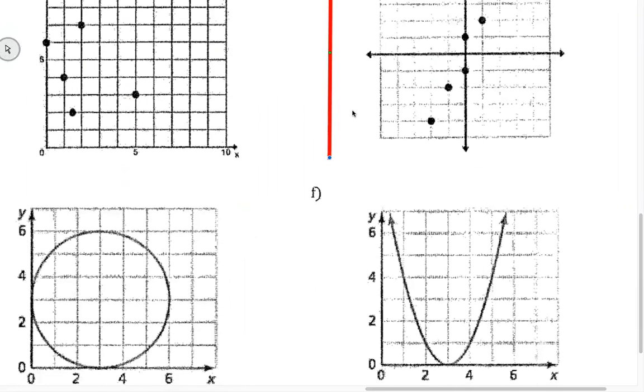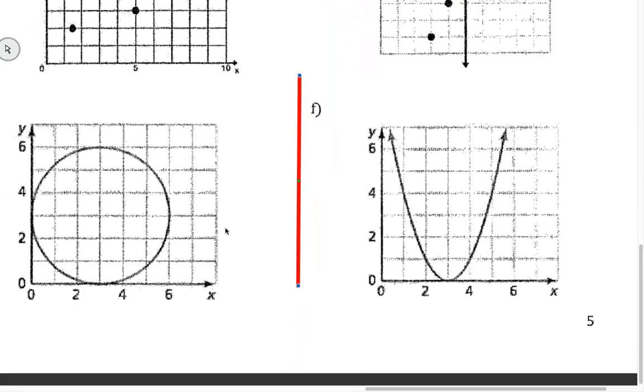Take my straight line with me. Obviously, you can see all of these things, whether they're a function or not, pretty easily.